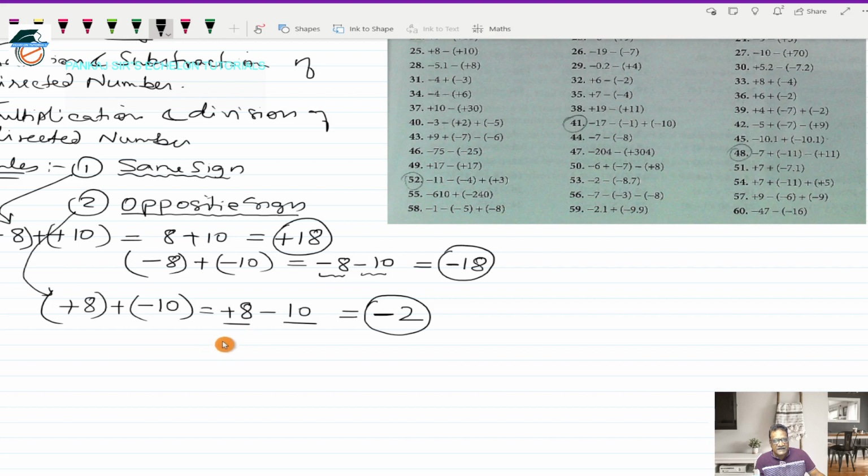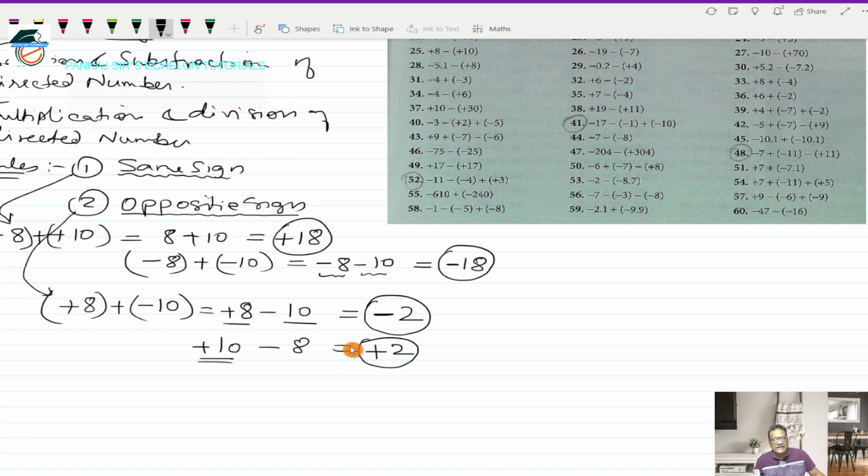Now, suppose you want to do 10 minus 8, something like that. This is also two directed numbers with opposite sign. So the rule says that first you write the sign of the bigger number. The bigger number here is 10 and its sign is plus, so I'll write a plus over here. Then you subtract the smaller number from the bigger number. So 10 minus 8 will give me 2. So the answer will be plus 2.